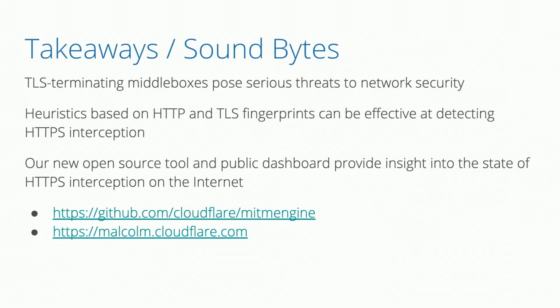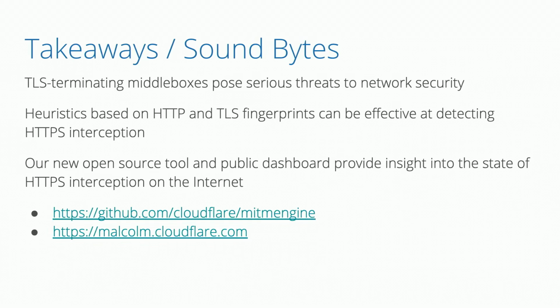So let's conclude with some takeaways from the talk. The first takeaway is that TLS terminating middle boxes pose serious threats to network security, even if they're not inherently malicious. The best case for end-to-end connection security is to avoid HTTPS interception altogether, but the reality is that it's sometimes unavoidable. In these cases, middle boxes performing interception should be held to the same security standards as browsers.